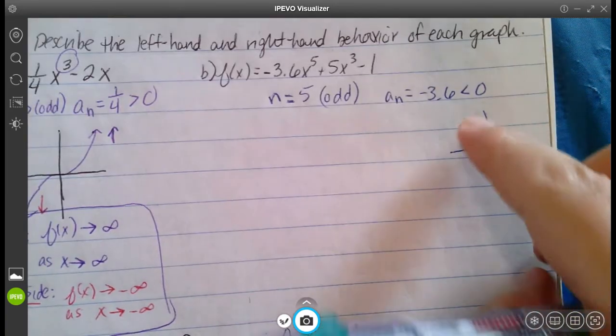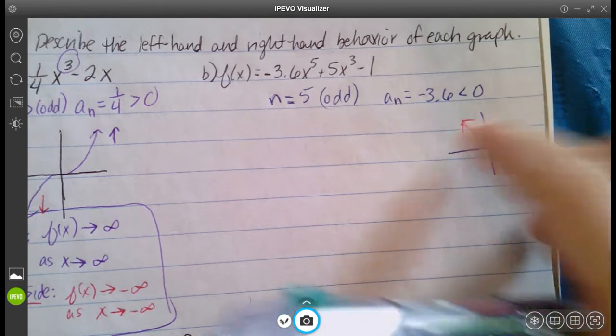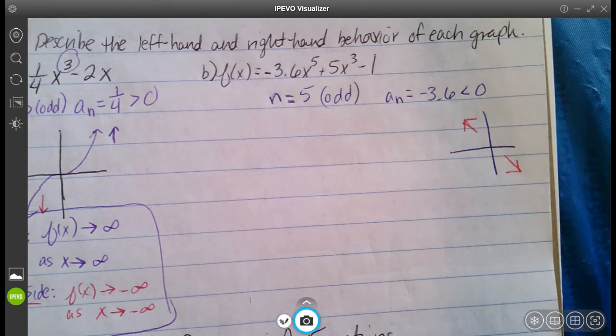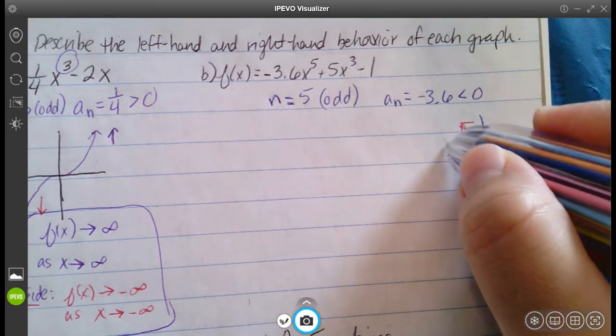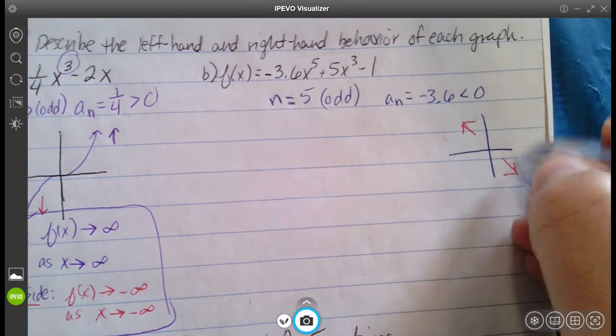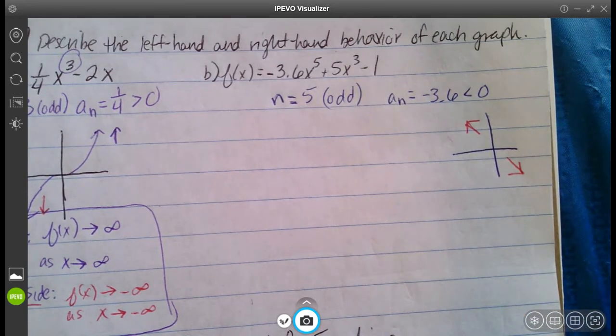Please take note that these don't necessarily have to be in these quadrants. I just do that out of habit. So they could actually both be on this side or on the other. So let's go ahead and try graphing this.